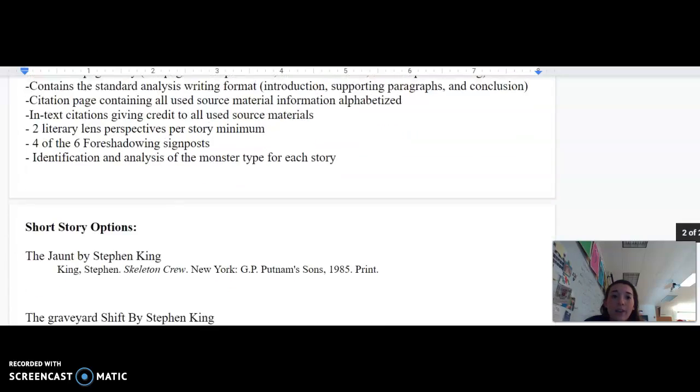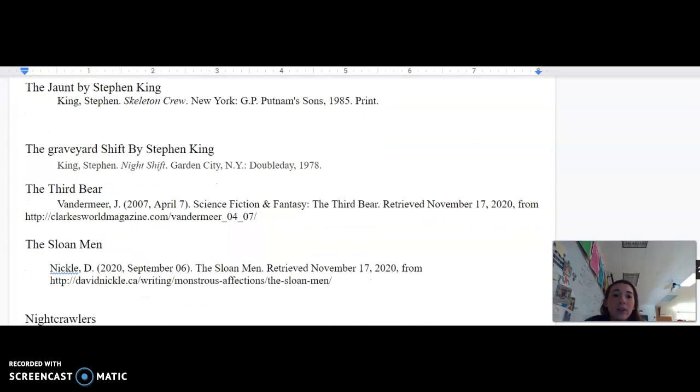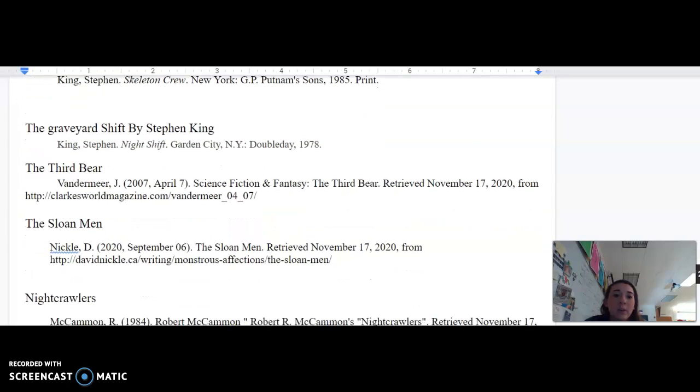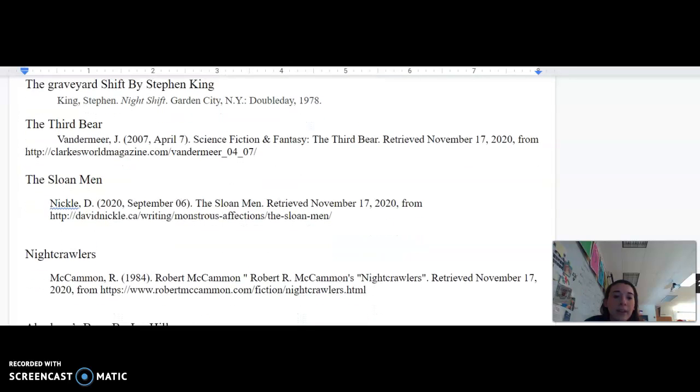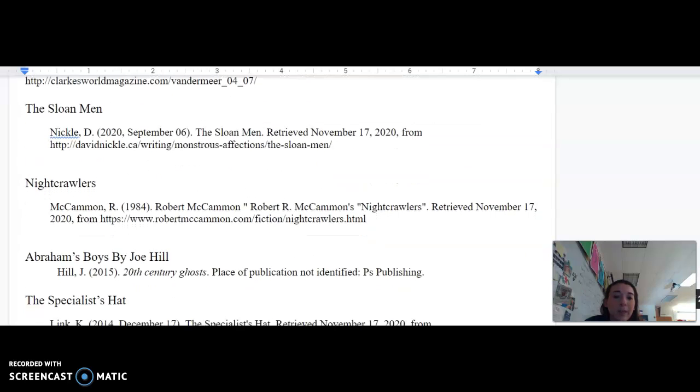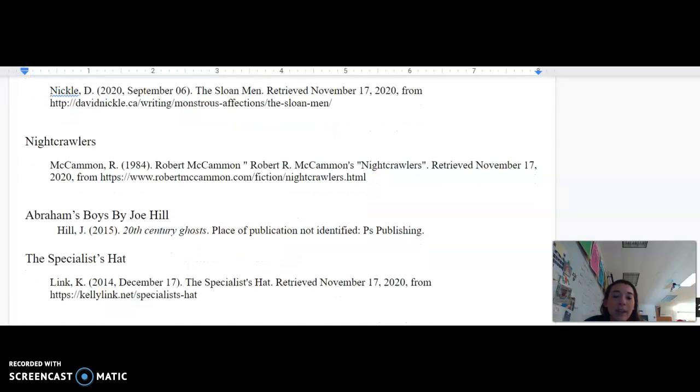I then have a list of all the short story options. So we have The Jaunt by Stephen King, Graveyard Shift by Stephen King, The Third Bear by Vandermeer, Sloan Men by Nichol, Nightmare by McCammon, Abraham's Boys by Joe Hill, and The Specialist Hat by Kelly Link.